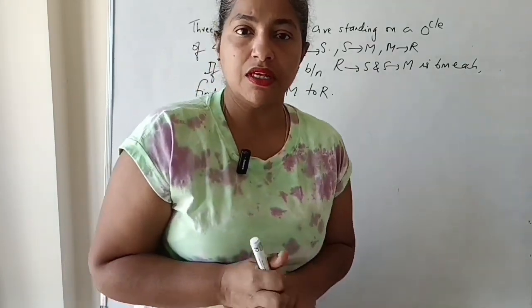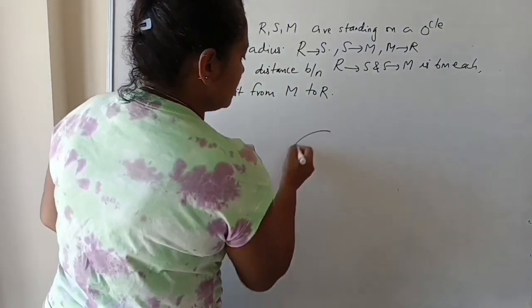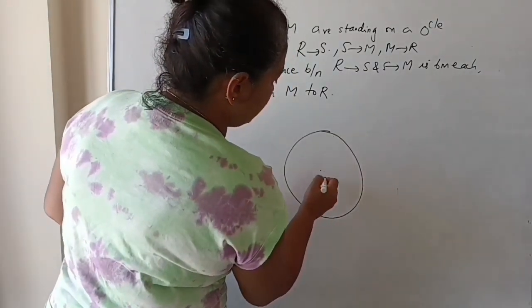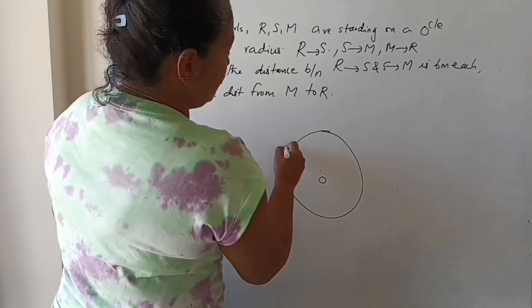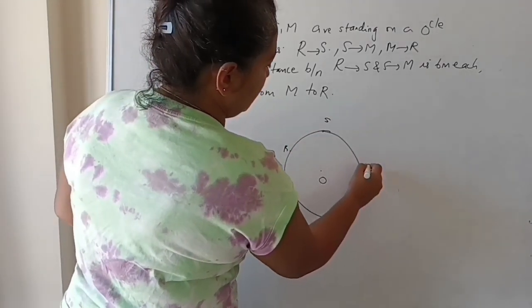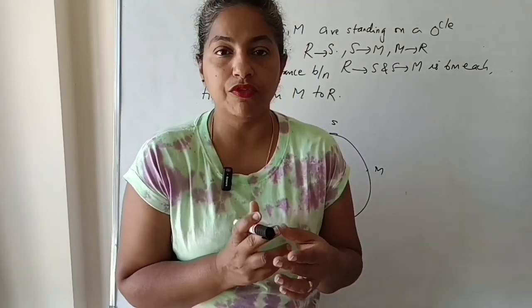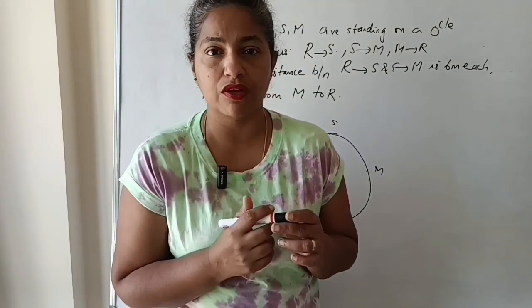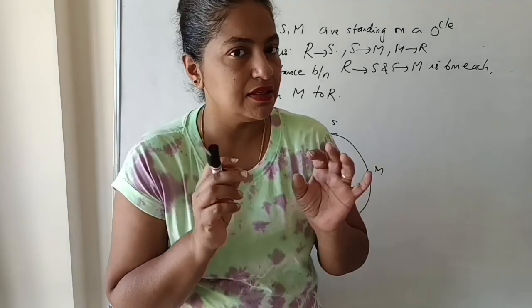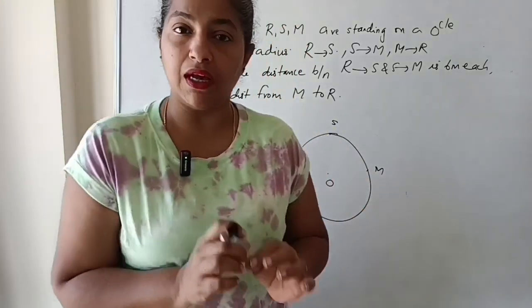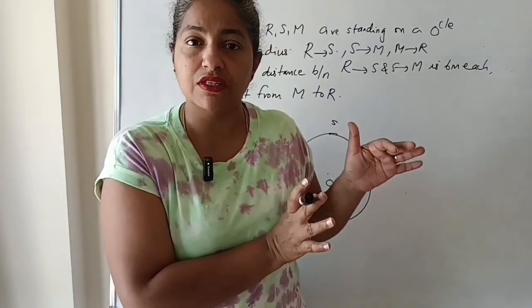Now, since they are sitting around in a circle, our first step would be to draw a circle with a center. Reshma, Salma, Mandeep. Any solution for this particular sum, if you check online or in any of the reference books, you can see that the points where these three people are placed are always on one side of the center.